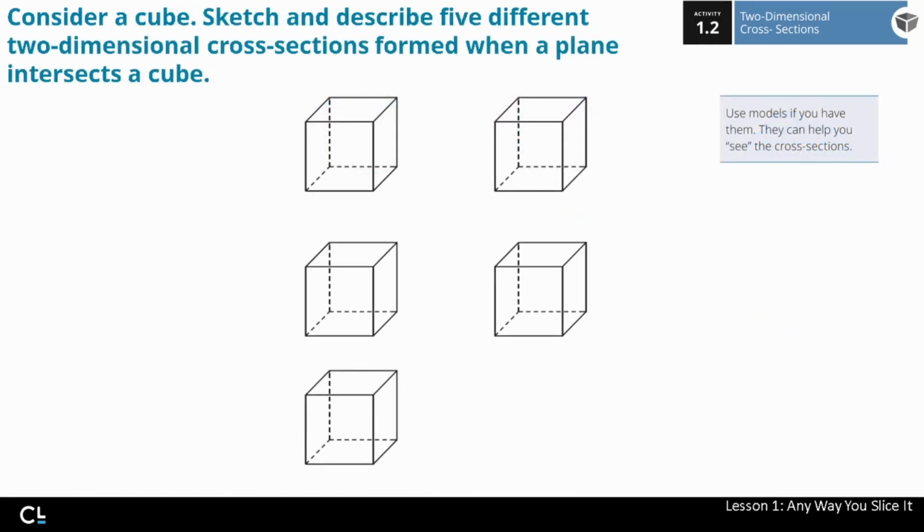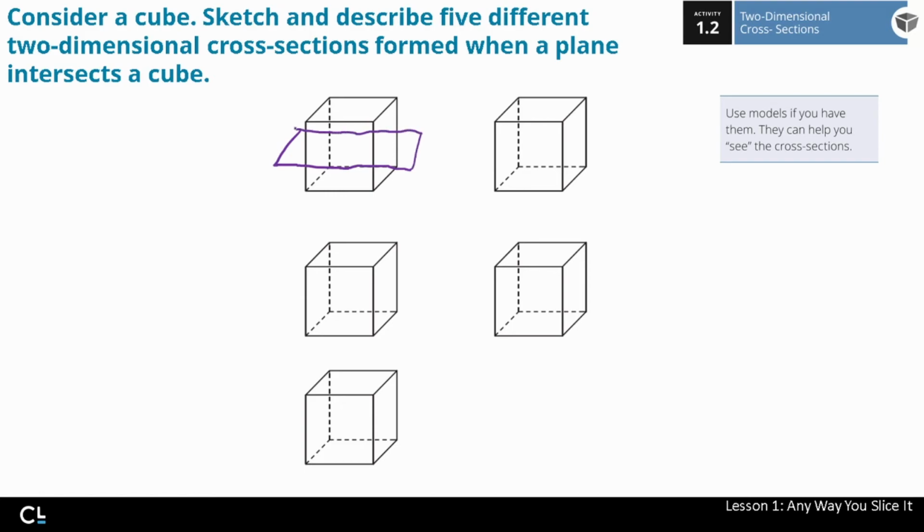Next up, consider a cube. Sketch and describe 5 different two-dimensional cross sections formed when a plane intersects a cube. This one, we really need to think about it, right? We want to cut it in 5 different ways. So first one, we'll go down the traditional route.